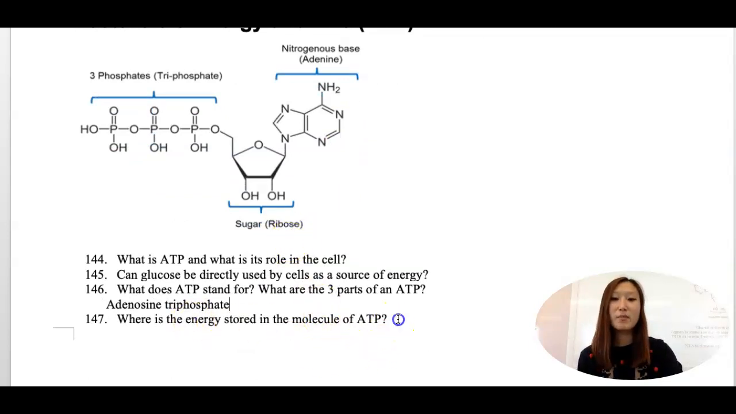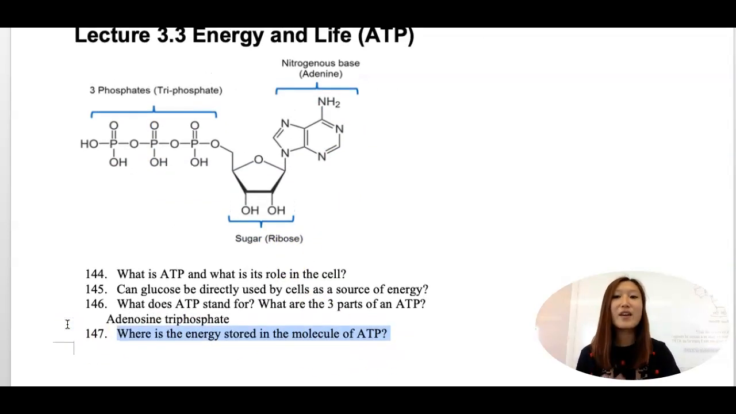Where's the energy stored in the molecule of ATP? So you can think of ATP as squeezing 3 little kindergartners together on one seat. They're too close together. There's too much energy. They don't want to be that close to each other. So what happens is these 3 phosphate groups are the same thing. They don't want to stay together, especially this very last one.